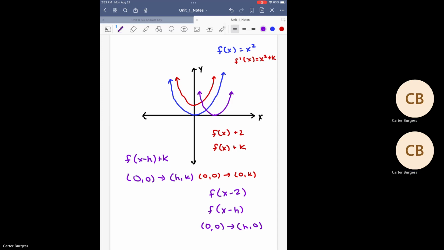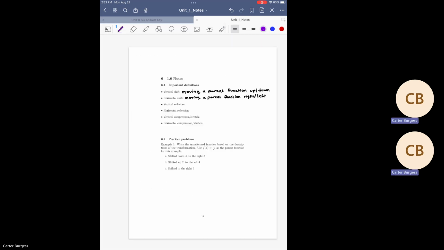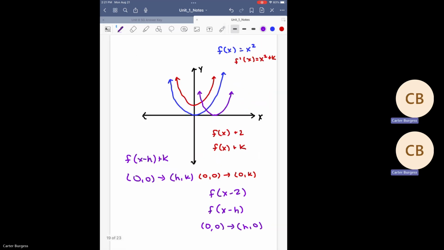All right. So let's take a look at an example here. Before we do though, any questions on our vertical horizontal shifts?